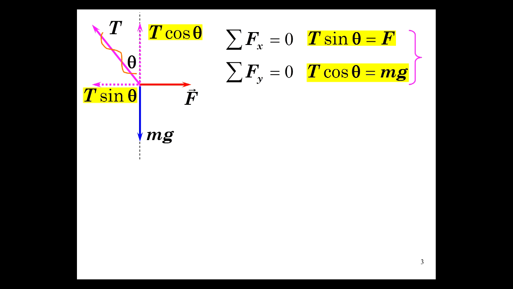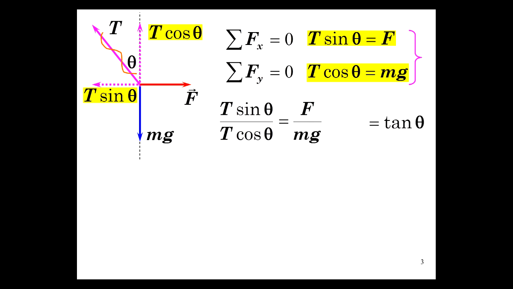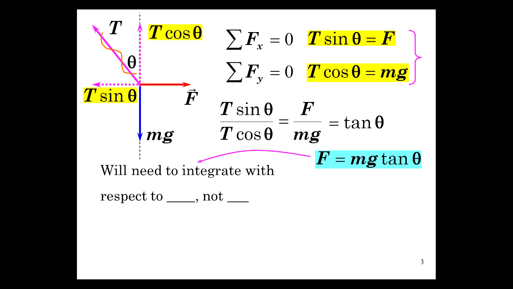Bring those together. Actually, divide both of those equations. T sine over T cosine is F over mg. That's tangent of theta. Therefore, the force is mg tangent of theta. That's the force with respect to theta. And in fact, that's consistent with how we need to do the math. We need to integrate this with respect to theta, not L. L is changing directions, and it's kind of a funny variable that's not easy to work with in this context.